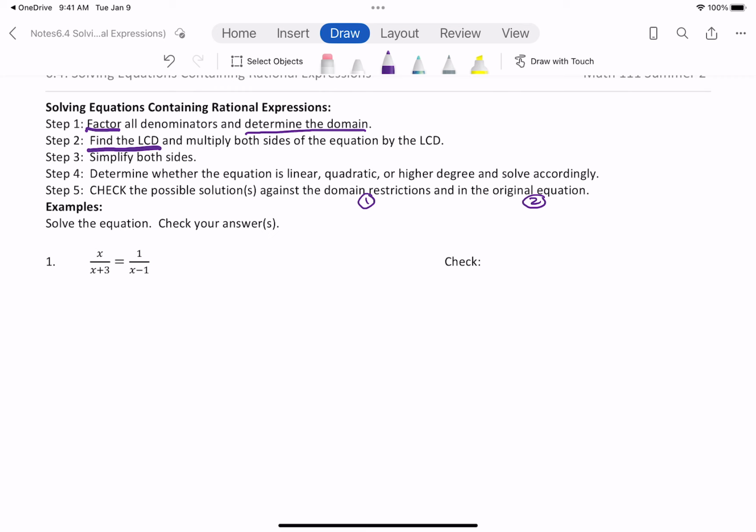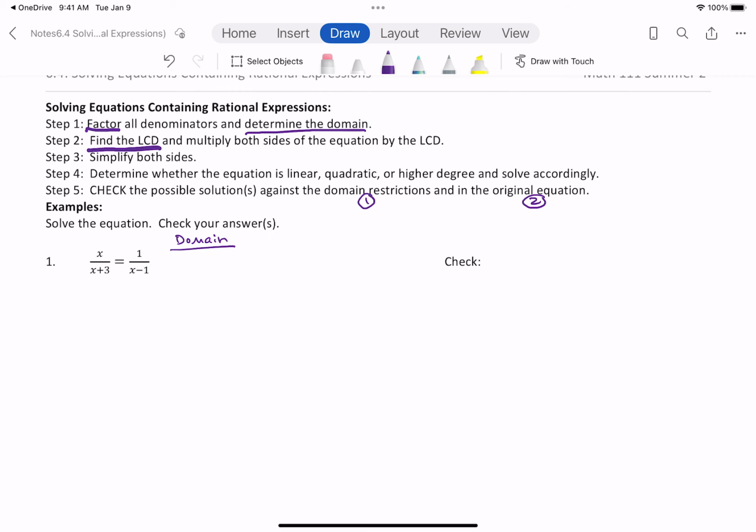Alright, so let's look at this first question. Both of my denominators are already factored. They're in lowest terms. We can't factor x plus 3 or x minus 1 any further. So the first thing I'm going to work on is the domain.